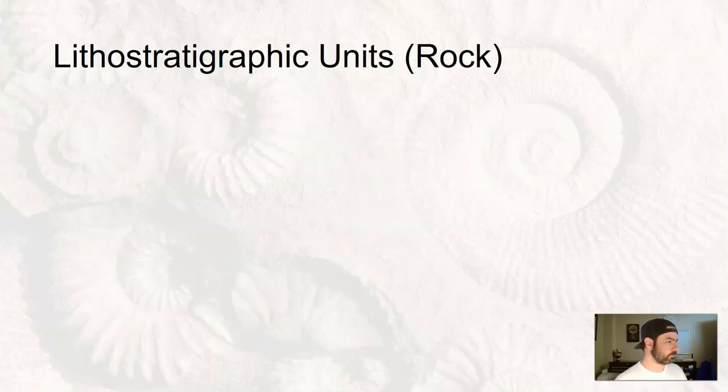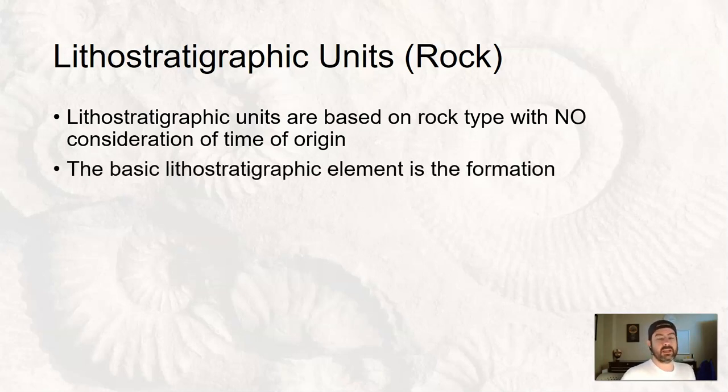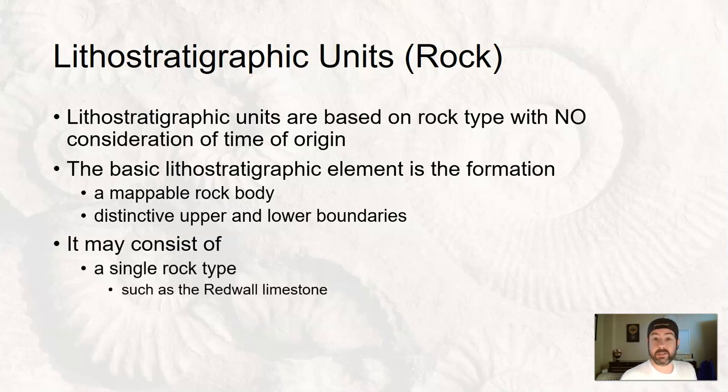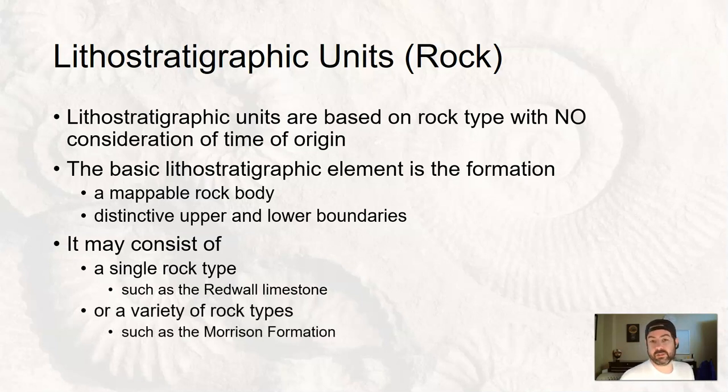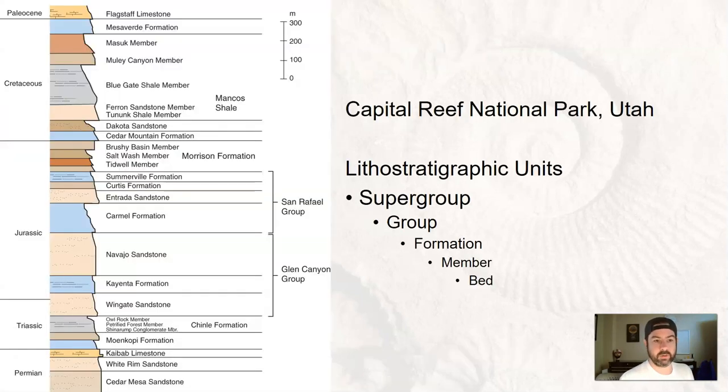So lithostratigraphic units, these rocks, are based on rock type with no consideration of time of origin. The basic lithostratigraphic element is something called the formation, which is a mappable rock body. It has distinctive boundaries above and below, and a formation may consist of a single rock type, such as the Redwall Limestone in the Grand Canyon, or a variety of rock types, such as the Morrison Formation. And formations can be subdivided into members or collected together into groups and supergroups. But the formation is the basic element of lithostratigraphic units.